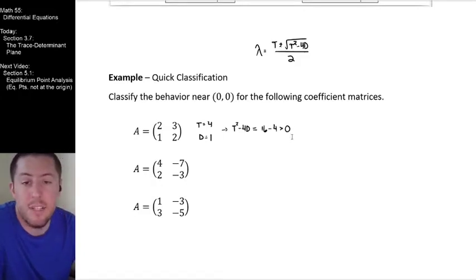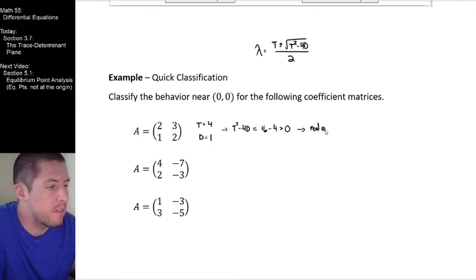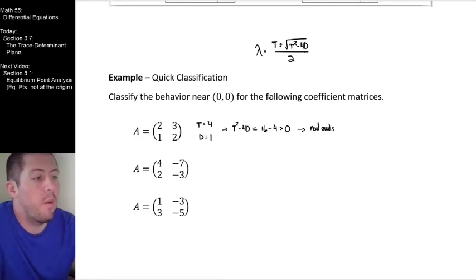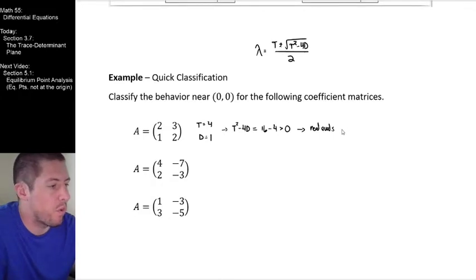That's positive. I don't care that it's 12. I really don't. I care that it's positive. I'm looking for the sign of t squared minus 4d. This is going to tell me that it is real eigenvalues. Then I know that I'm getting my real eigenvalues right here, and that my trace is going to be positive, and therefore we must be a source.